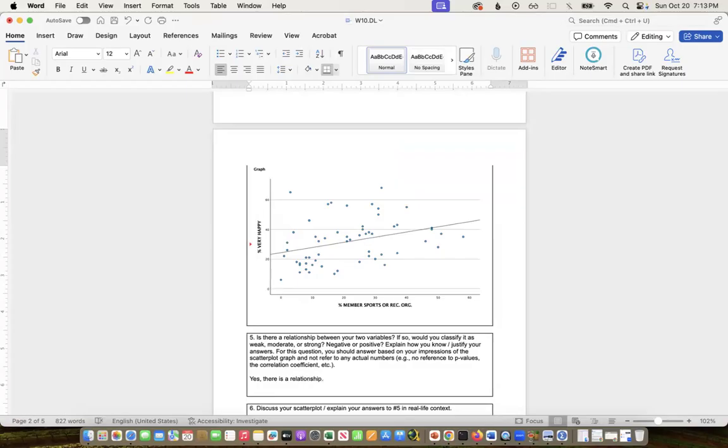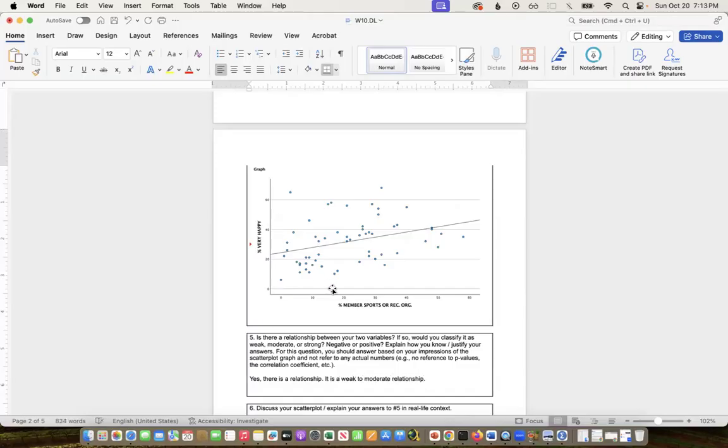If so, would you classify it as weak, moderate, or strong? So again, a strong would have all these dots right around the line. A weak would have a pattern but be very scattered. This is kind of like the correlation game, though with that you're using numbers, or you can look at those pictures in the chapter. But I would say this is a weak to moderate relationship, right?